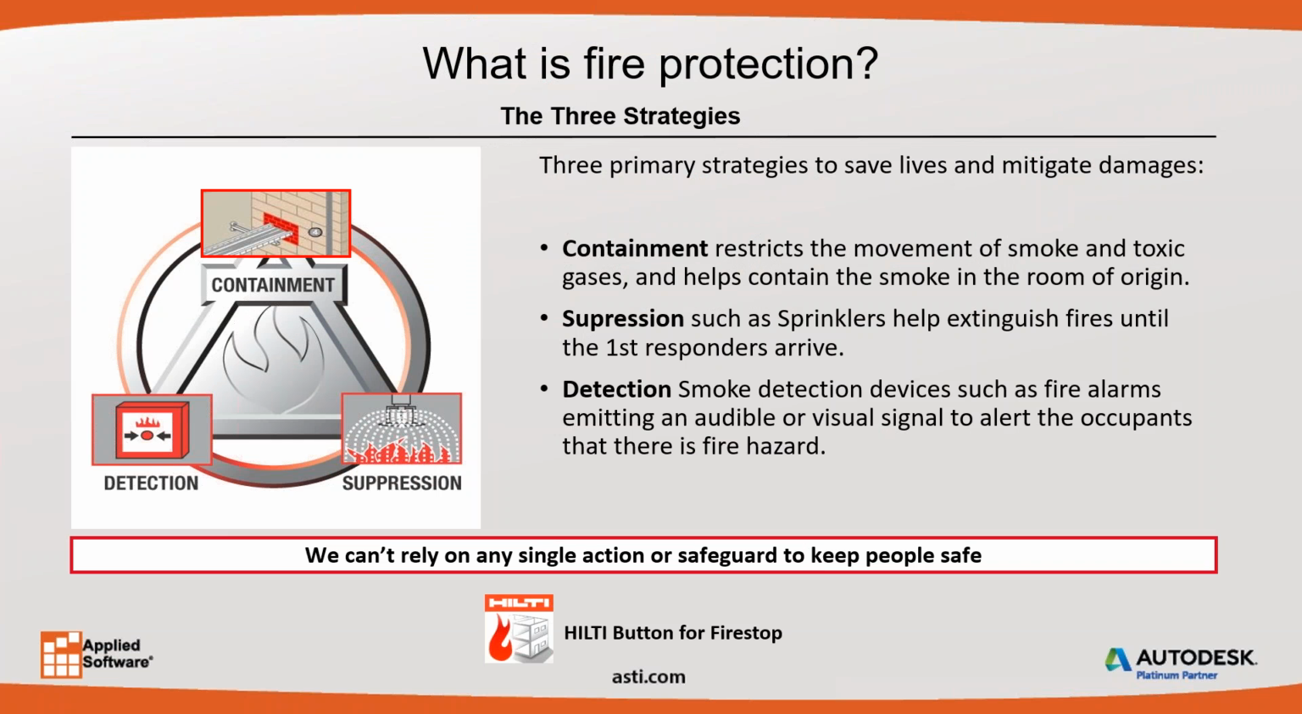So before we talk about the software, let's talk about the fire protection. There are three strategies that save lives and mitigate damages in fire protection, and they are containment, suppression, and detection. Containment, of course, is the process that restricts the movement of smoke and toxic gases and helps contain the smoke in the room of origin. Suppression, such as sprinklers, can help extinguish fires until the first responders arrive, and detection is a smoke detection devices application, such as fire alarms emitting an audible or visual signal to alert the occupants that the fire hazard is real.